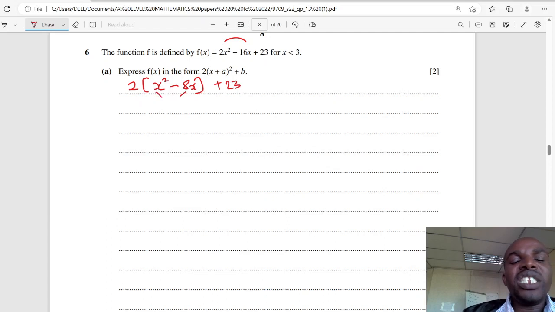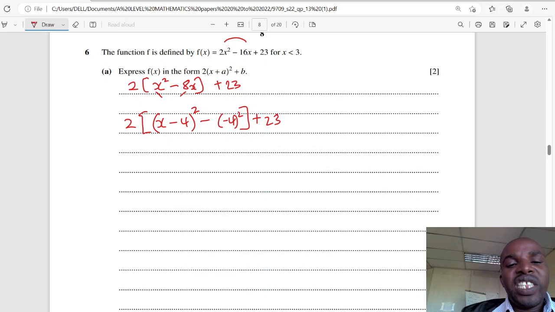Then you complete the square of what is inside the brackets here. So it will be 2 here. Then on this part, you say x minus half of 8. Half of 8 is 4. Then squared. Then minus half of 8, which is minus 4 squared. Then plus 23.